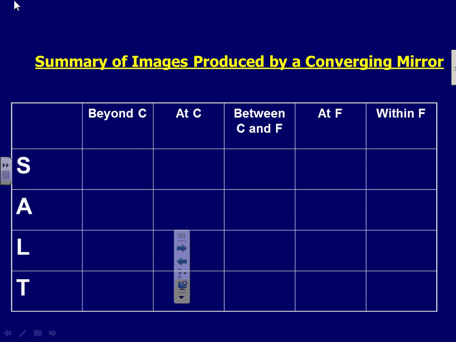So, summary of images produced by converging mirrors. And just to let you know, what is the other name for a converging mirror? Which one is it? Oh, nice. I like it. Good restraint. Yep. Concave. Bends in like a cave. So the converging mirrors, remember, are the concave ones, like that. And they're the ones that give us the interesting images.